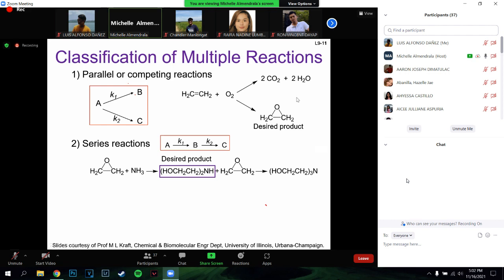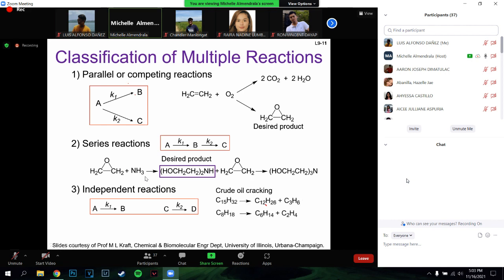And then independent reaction. So we have, so this is a type of parallel or competing reactions. Okay. Series reaction and then independent reaction.